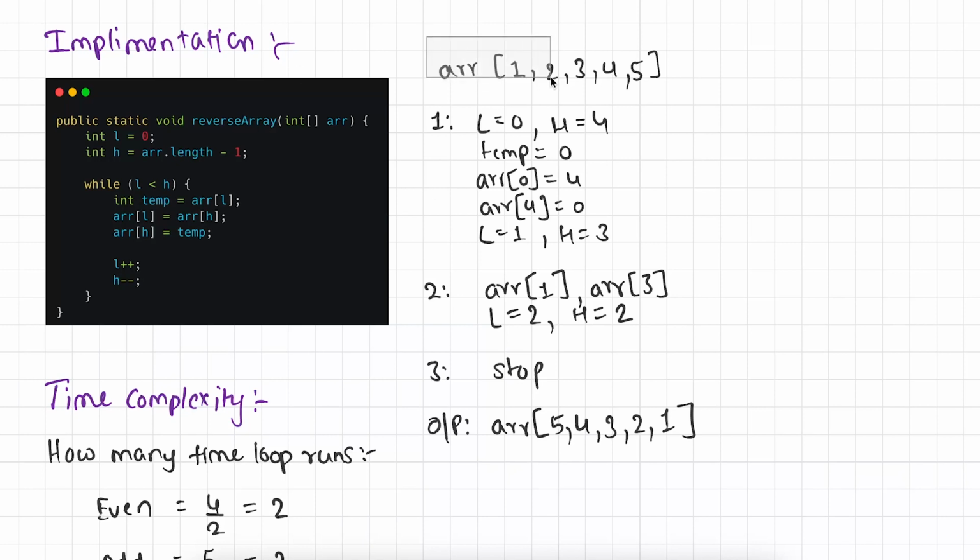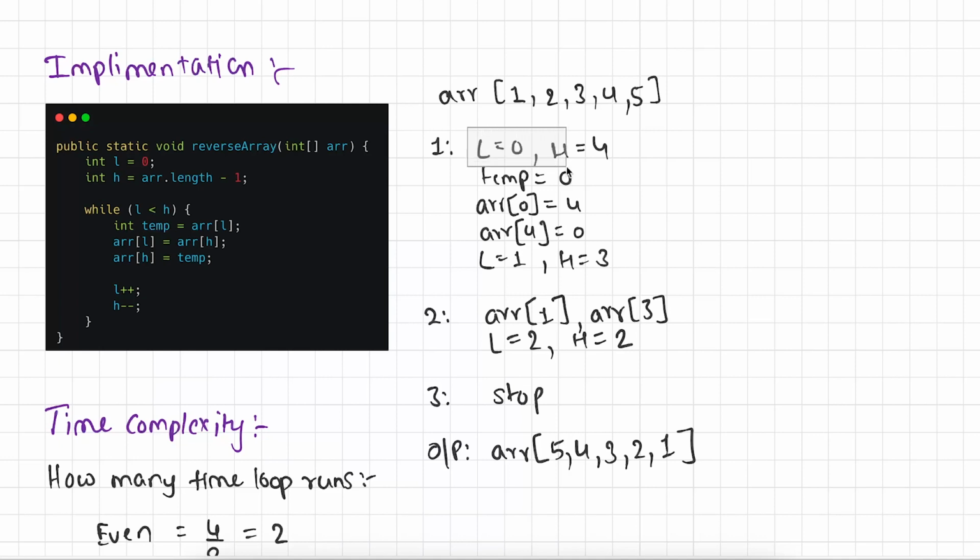So let's say we have an array 1, 2, 3, 4, 5. In first iteration, our L is 0 and H is 4 because 1 is at the 0th position and 5 is at the 4th position. We store the value of array of L, means array of 0, to a temp variable and then we store the value of H to array of L, and then we store the value of temp to array of H, and this way we swap both the indexes.